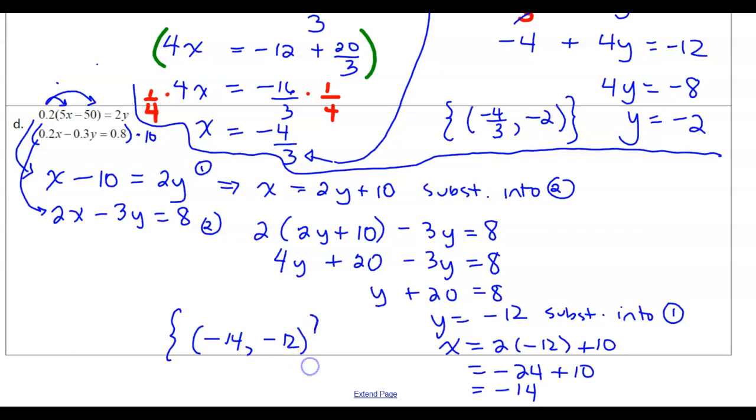Oops, that didn't look very good. Okay, just a sec. Yeah, so then, I don't know why I didn't copy all that down.